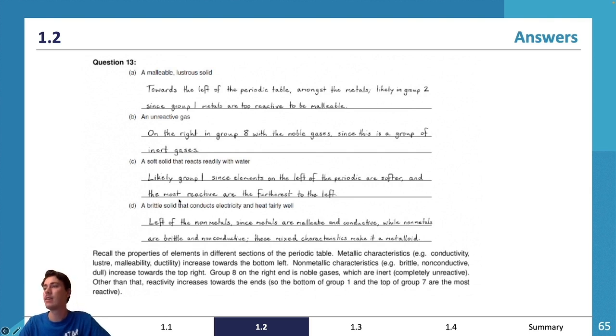And then a brittle solid that conducts electricity. Left of the non-metals, since metals are malleable and conductive while non-metals are brittle and non-conductive. These mixed characteristics make it a metalloid. So as you said here, a metalloid is sort of just in between metals and non-metals. And then these are the other ones here.